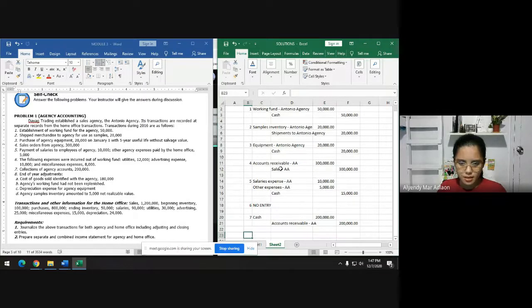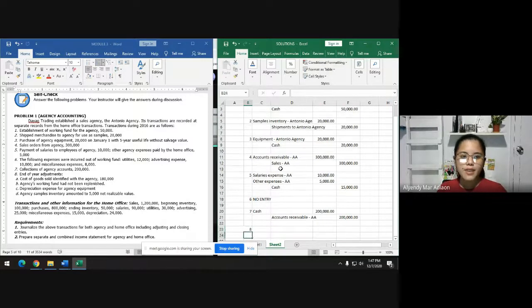Next, number 8. Okay, so you have there end of the year adjustments. The requirements are adjusting and closing entries. So let's start first with the adjustment.